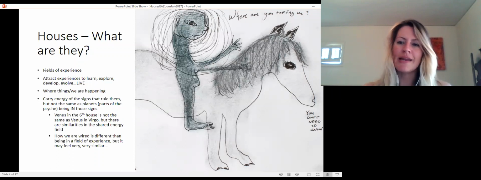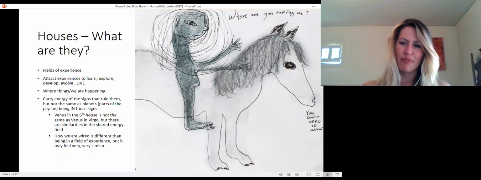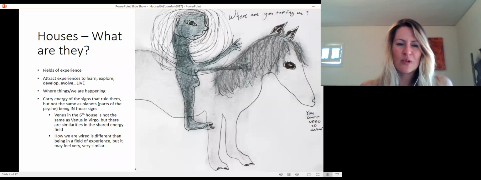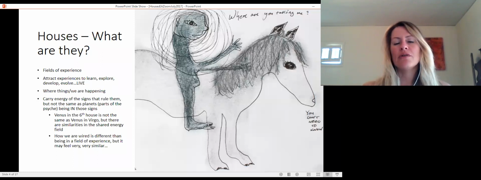So if a planet is an actor in the cast of characters on your board of directors that makes up your overall being, then the house that character is in is sort of where stuff is happening. So it is my belief that houses show us the experiences that we're specifically attracting so that we can learn, explore, evolve, develop ourselves. It's kind of showing us where we're living.